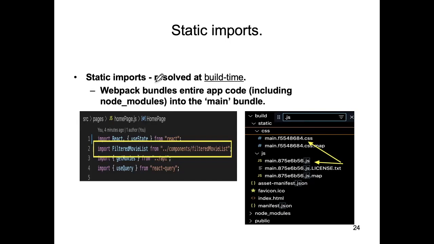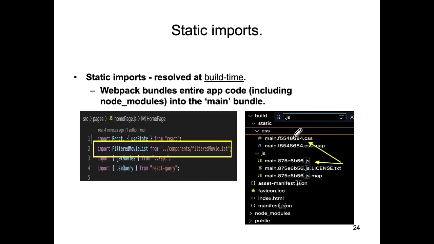So Webpack bundles the entire app's code, including the node modules, by the way. It packs them all into a single bundle, which in Webpack terms we just refer to as the main bundle. So that's the case when we just have static imports: only one bundle, and everything is packed in there. And we see evidence of that in our build folder here on the right. We can see that there is a single JavaScript bundle.